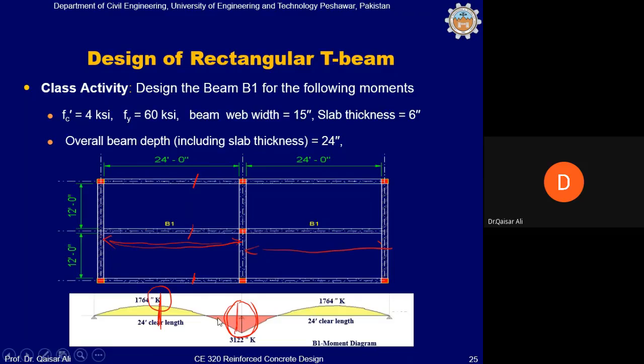So the beam will be designed as a rectangular beam, which means that the steps that we have followed in the previous several lectures for flexure design will be followed for negative bending moment. It is only for positive bending moment that you will consider bf. So please proceed with designing this beam for the given bending moments, and I'm here to help you in this class activity. Please start and try to complete this today. Okay.